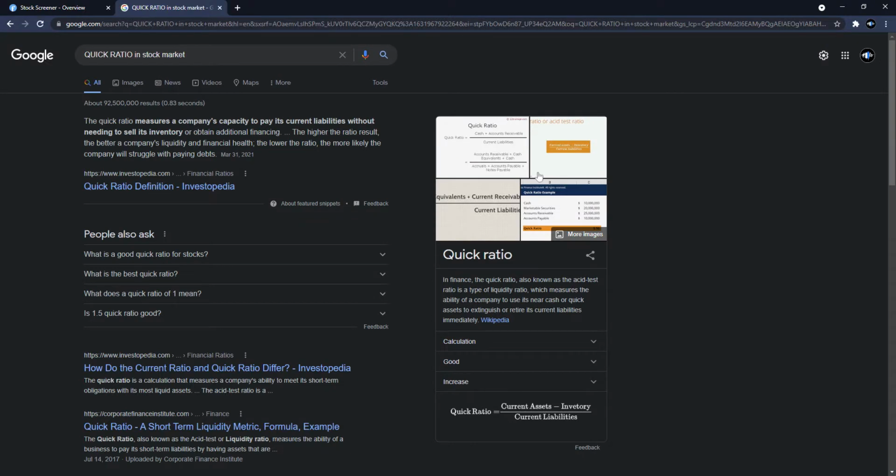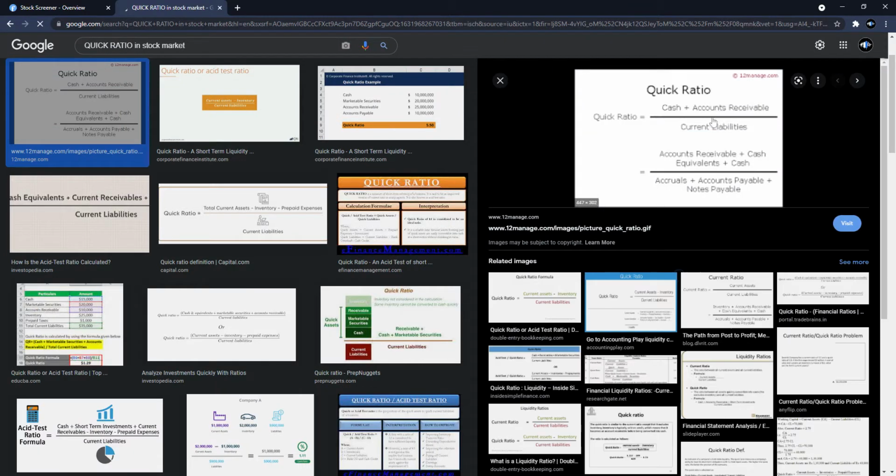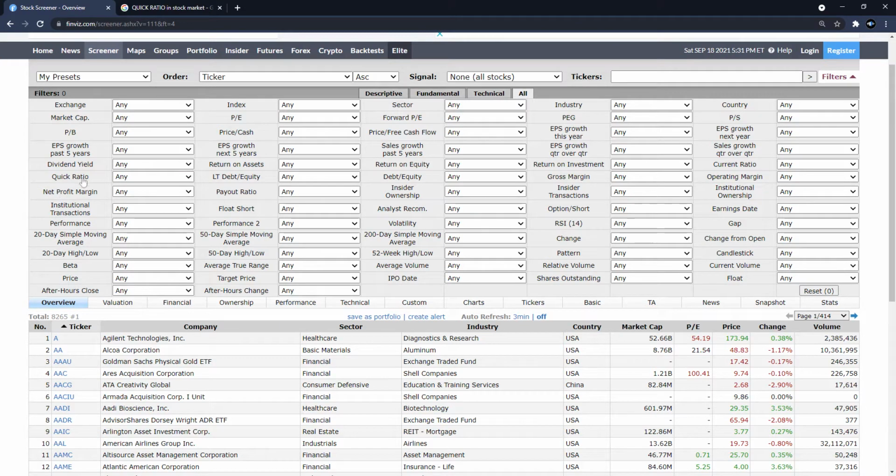Quick ratio, as you can see, we can go ahead and view it. This picture will explain it beautifully. Quick ratio is equivalent to cash plus accounts receivable divided by the current liabilities. So our accounts receivable plus cash equivalents plus cash divided by the accruals plus accounts payable and notes payable. You feel me?